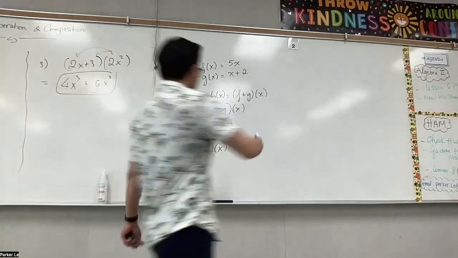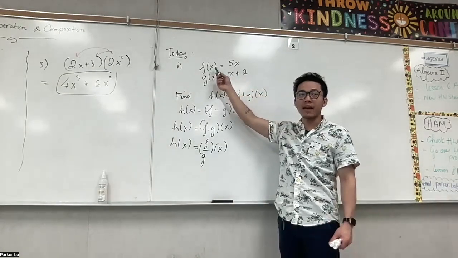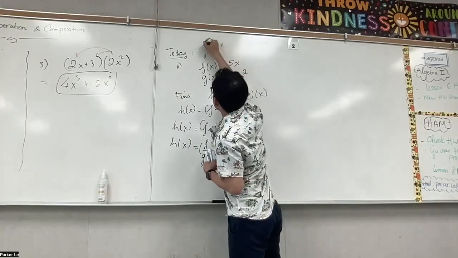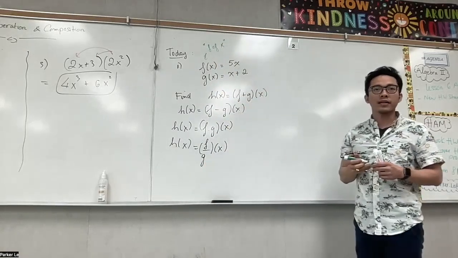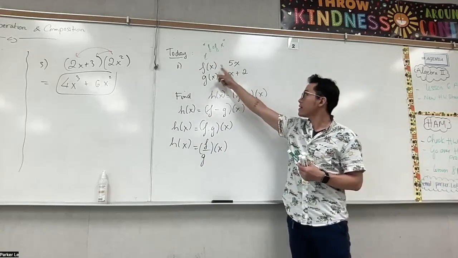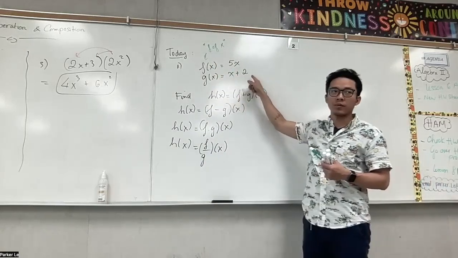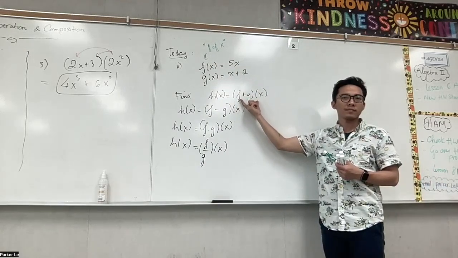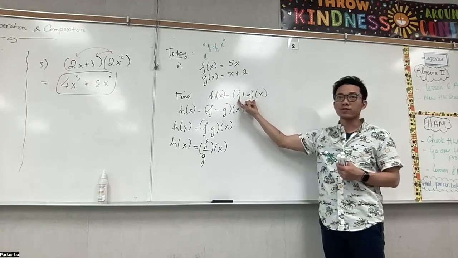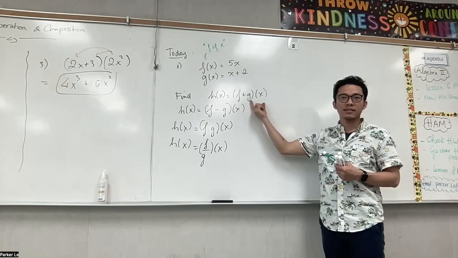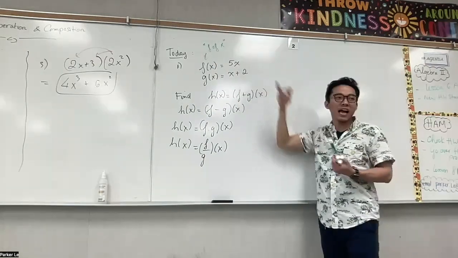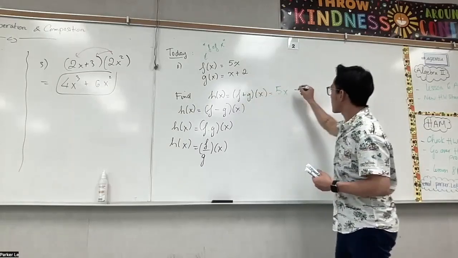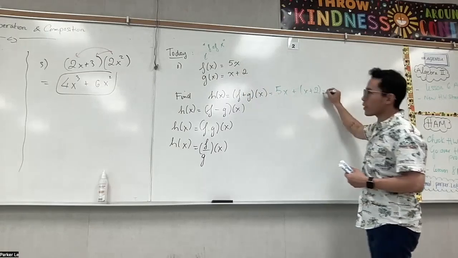Okay. Now I give you, do you know how to read this? f of x. That's how you read it. So f of x is 5x, g of x is x plus 2, and I ask you to find what is f plus g. What are you gonna do? You just add them. So f of x is 5x, g of x is x plus 2. Exactly what we have been doing.